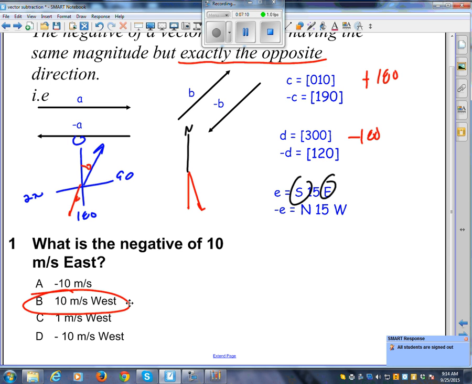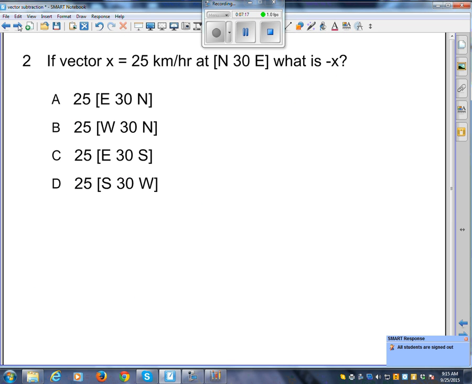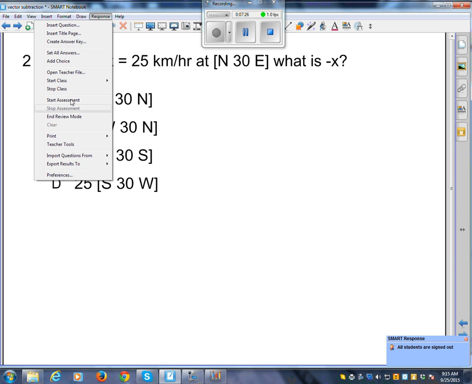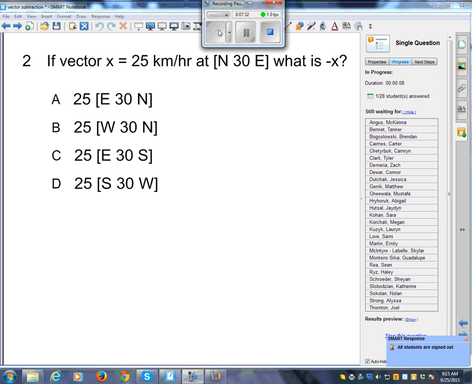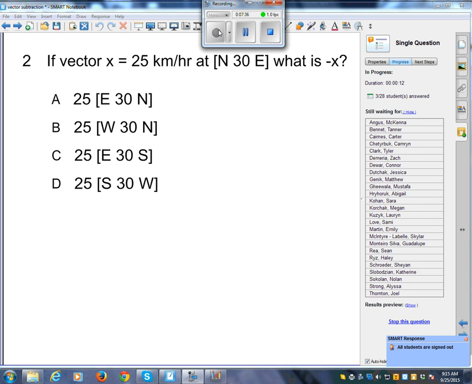Hopefully no one picked C. I don't know how you could get C. Okay. This one I've made a little more challenging. If vector x is 25 kilometers an hour at north 30 east, what is minus x, the opposite?